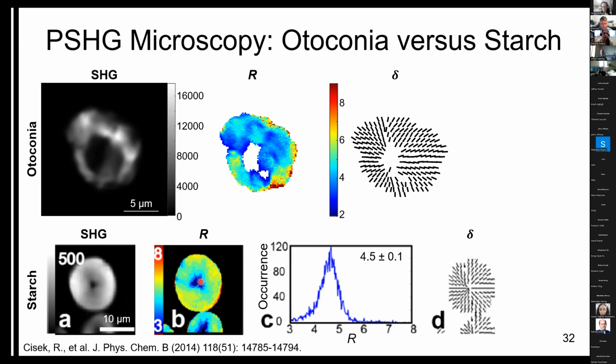Therefore, the R value tends towards 3 at the nucleation region, indicating more disorder because the orientations are all over the place, while at the edges, we see a higher R value indicating more order. And so we think that this could also occur for otoconia. There also is potentially another explanation.